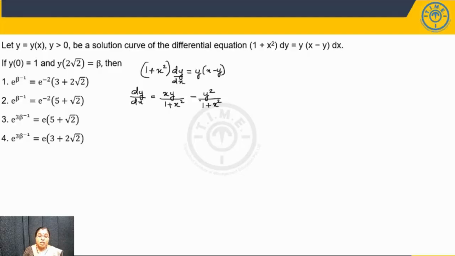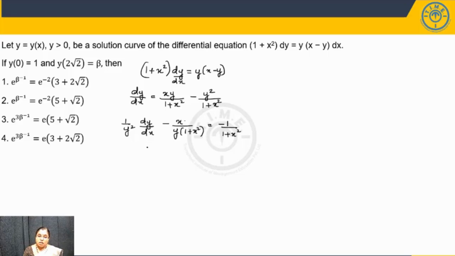So this is not in the form of a linear differential equation, so we have to convert it into linear differential equation form. Let's first divide the whole equation by y² and rearrange. So we have (1/y²) dy/dx − x/(y(1 + x²)) = −1/(1 + x²).